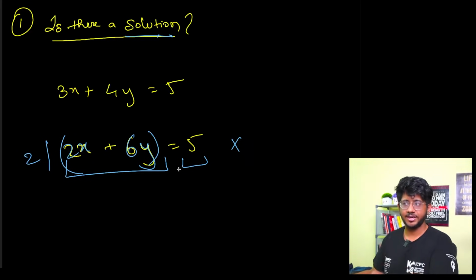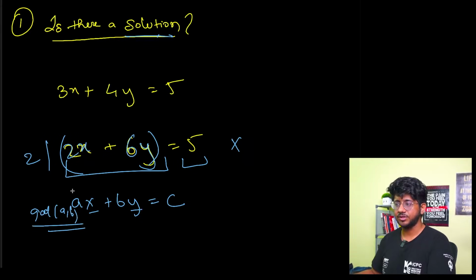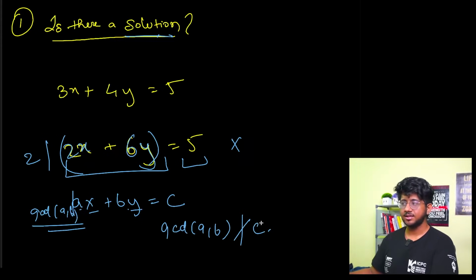That's not possible, right? In fact, the general version of this is, let's say you have some AX plus BY equal to C. So you have to find the value of X and Y. There is a GCD of A comma B, which divides the left hand side because it divides A and B. So if the GCD of A comma B does not divide C, then there is no solution.